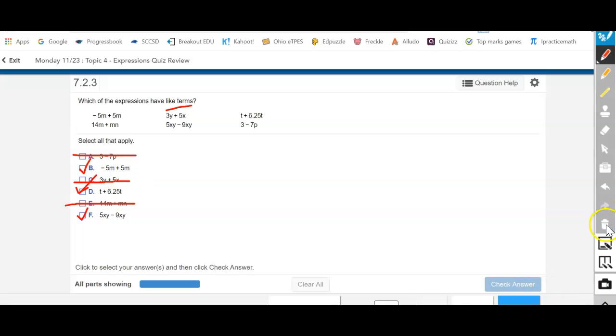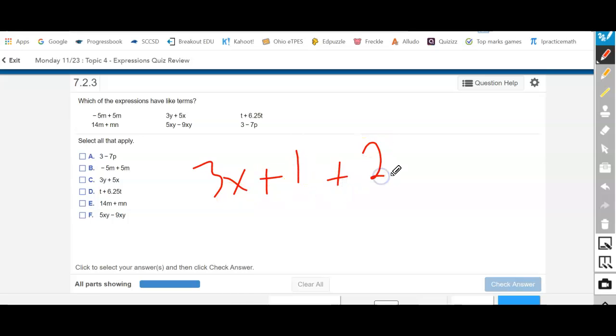Got to have the exact same variables or no variables. Could be 3x plus 1 plus 2. That one's got like terms, 2 and 1.